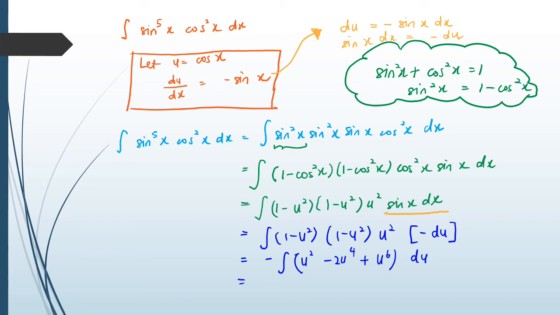Integrating this should give you negative u to the power of 3 over 3 plus 2u to the power of 5 over 5 minus u to the power of 7 over 7 plus c. Again, the answer must be in the form of x, hence you are expected to write negative cos cube x over 3 plus 2 cos to the power of 5x over 5 minus cos to the power of 7x over 7 plus c.